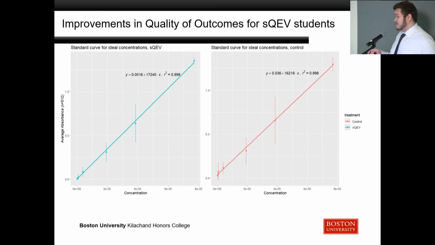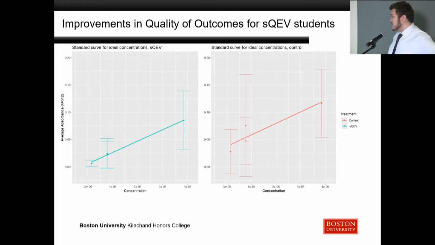So we also saw direct improvements in the quality of outcomes for QEV students. Here you can see the averages of the standard curves they constructed during the experiment. You can see our QEV group in blue has smaller deviations, by the error bars, as compared to the control group in red. These are big, while these are all small. Additionally, we saw direct improvements in the actual value, or the slope, of the standard curve. So we saw that our QEV students had a better standard curve, closer to the reference value.